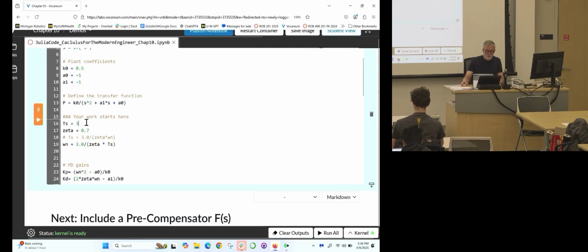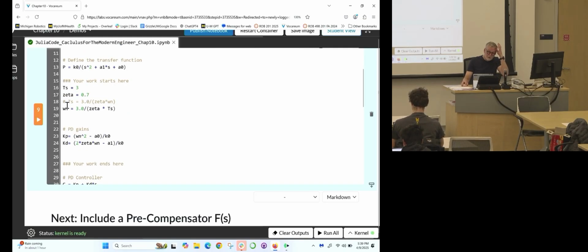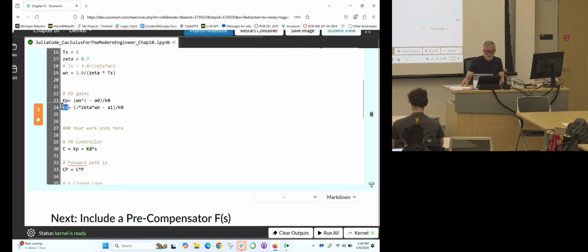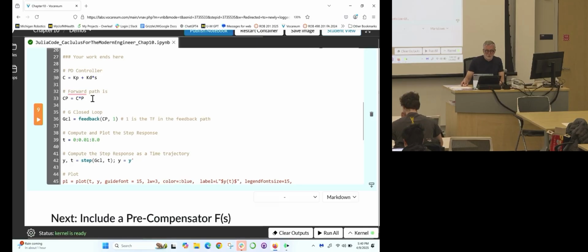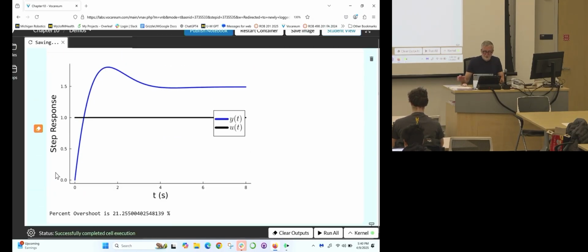So I put in the settling time for the percent overshoot, use 0.7 for zeta. Okay. Use the settling time formula to get my undamped natural frequency, and then use the formulas to get the KP and KD. There's the controller, there's the forward path, and the closed loop is forward path, CP, and the feedback path 1. And so it's kind of close. So it's settling in about 3 seconds. Okay, so that part worked out.